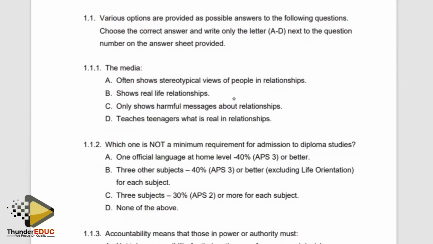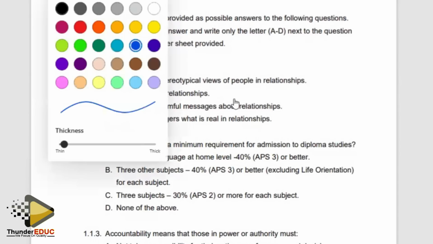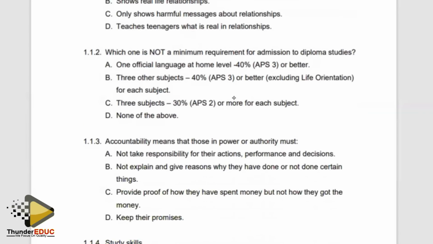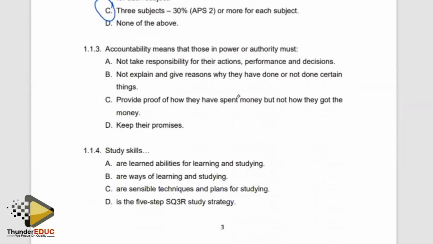So you come and highlight the answer. Yes, I'm looking for the highlighter. Our answer here is A. Then which one is not a minimum requirement of admission to diploma studies? A. One official language at home level, 40%. 3 other subjects, 40%. 3 subjects, 30%, none of the above. Our answer is C, which one is not a minimum requirement.